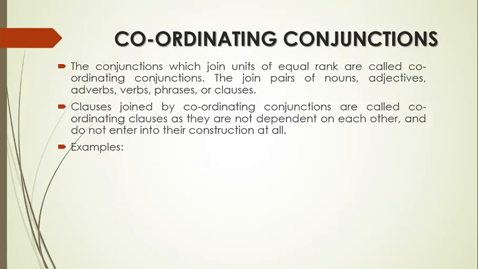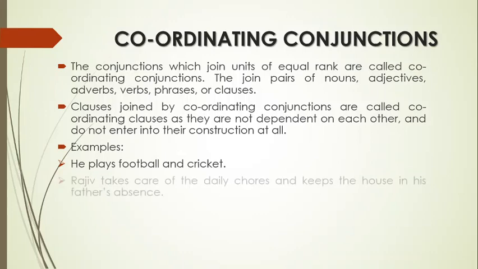Now, some examples. He plays football and cricket. You see, we're joining two nouns, football, cricket, with the conjunction and. We can have different sentences. He plays football, full stop. He plays cricket, again, full stop. And they will mean the same thing, complete sense. We're simply joining the two nouns, pairs of noun, with the conjunction and.